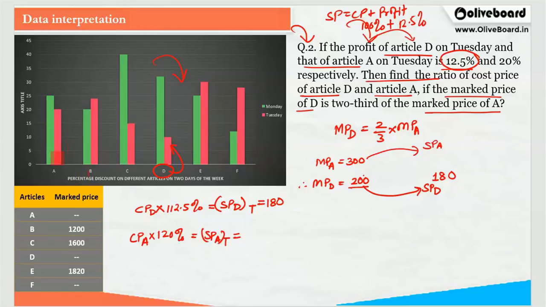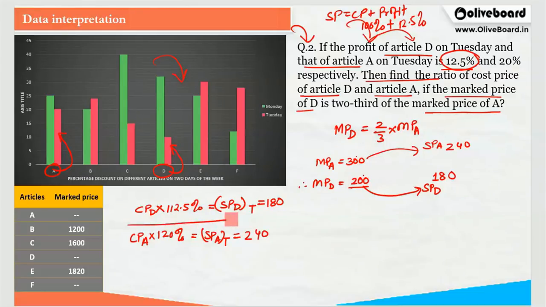Okay, so if I look at article A and the discount percentage on Tuesday, it is 20%. So in article A they are providing 20% discount, so they are selling at 80%. Now 10% of 300 is 30, so 80% will be 240. So I can write this is equal to 240. Now if you divide these two numbers, you can easily find the ratio of CPD divided by CPA.